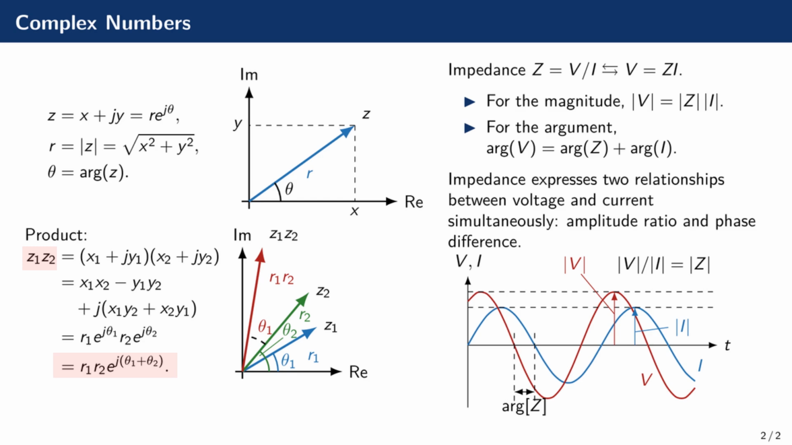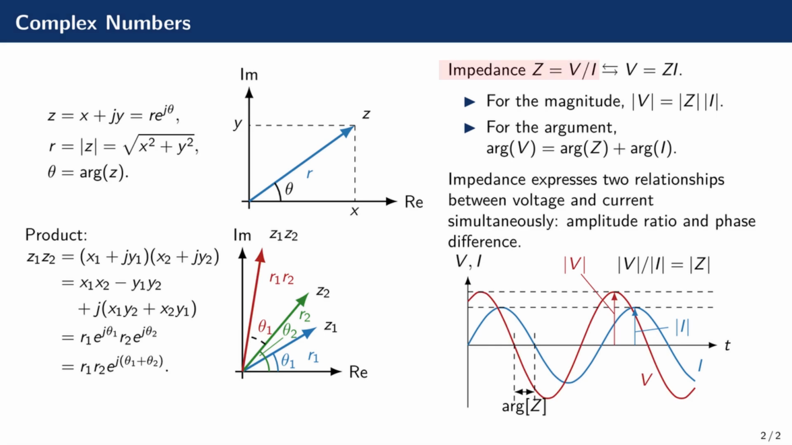This tells us a very important geometrical meaning. The magnitude of the product is the product of the two magnitudes. The argument of the product is the sum of the two arguments. In other words, when complex numbers are multiplied, their lengths are multiplied, and their angles are added. This way of thinking is especially important in electronic and communication engineering.